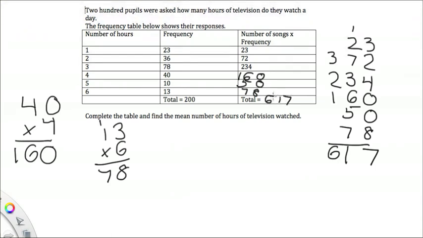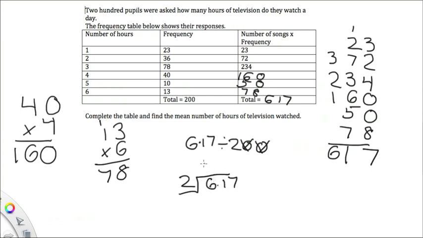In order to find the mean, we add up all our numbers and divide by our total. So we have to divide 617 by 200. Let's divide by 100 first. Remove these two zeros, add a decimal point, and then how many 2's go into 6.17?